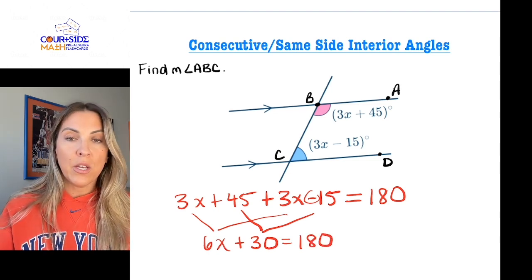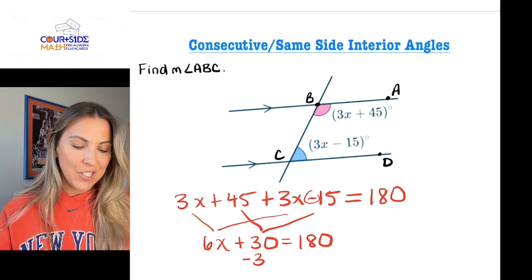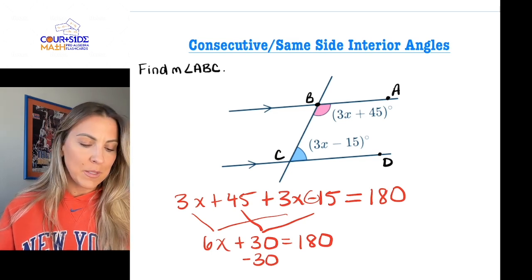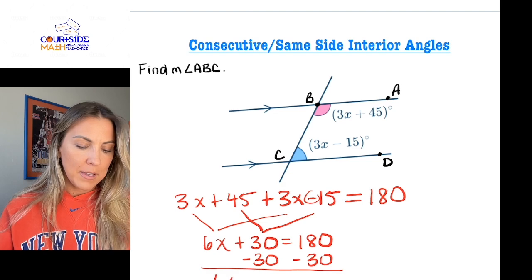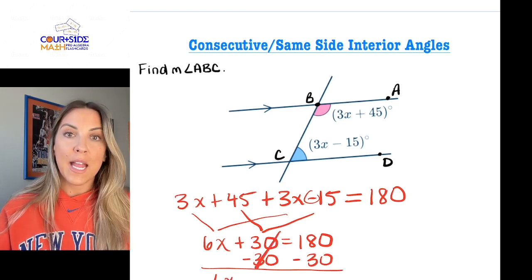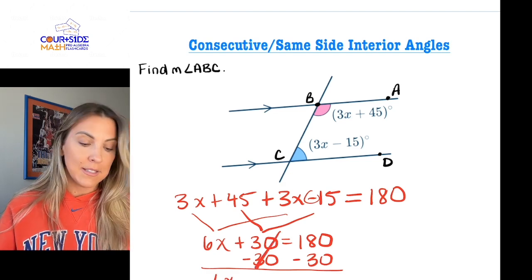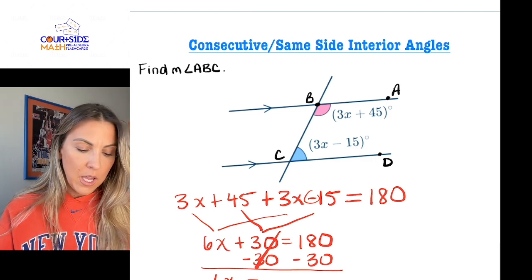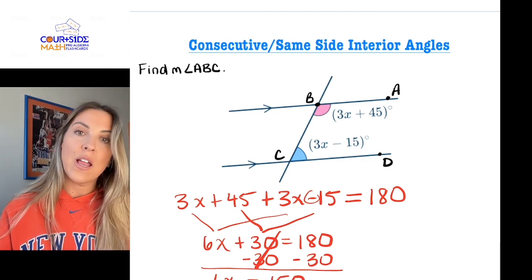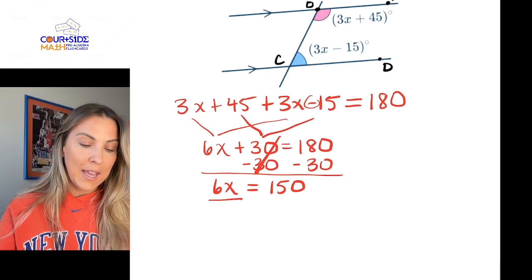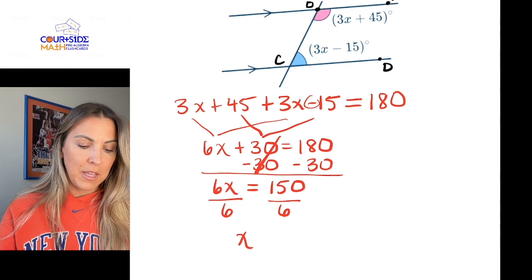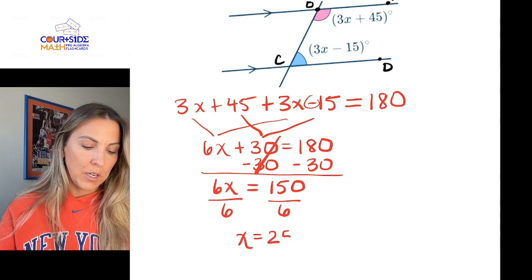Now I have a two-step equation. I'm trying to get x by itself. It's easier to get rid of that constant first before I mess with the coefficient. So I'm going to subtract 30 on both sides. Bring down my 6x. When I subtract 30, those cancel out because it's 0. 0 plus 6x is just 6x. Equals, on the right side I have 150. Now I have to get x alone by dividing by 6. Again, I do it on both sides, and that's going to give me x equals 25.